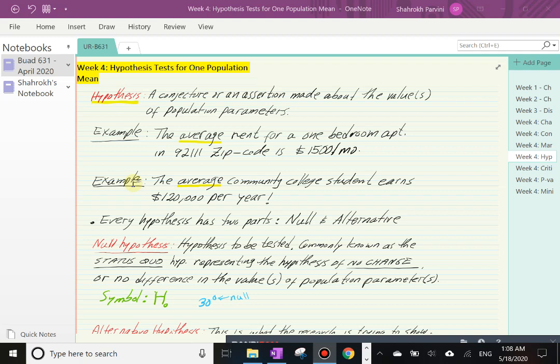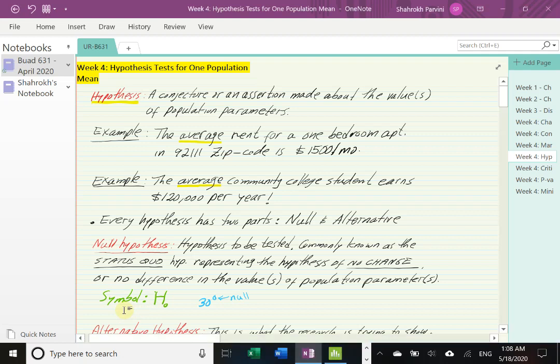Now, symbolically we use H with a subscript 0, but that's actually the null symbol. Like I have an example here, it looks like the 30 degrees, the degree symbol, the null symbol. So it's not quite a 0. It's like an open circle, a tiny circle, the null sign, if you will.